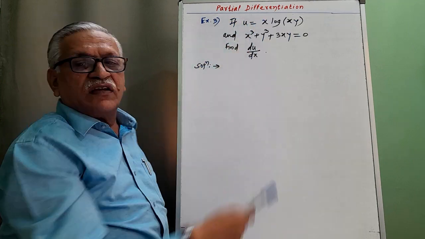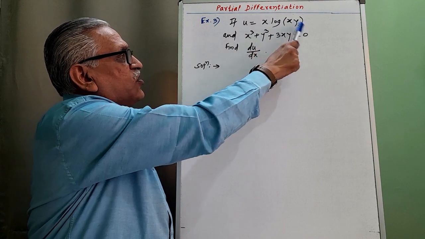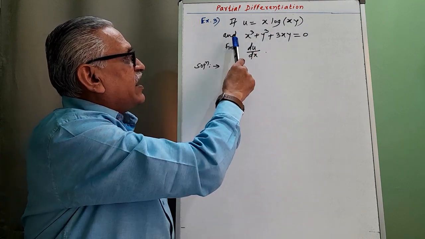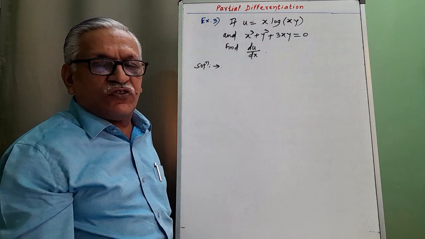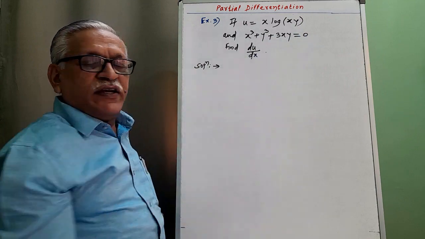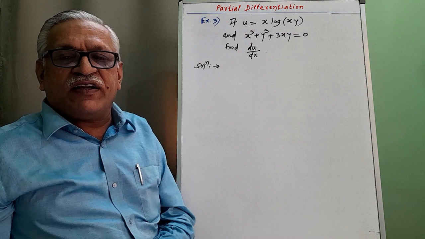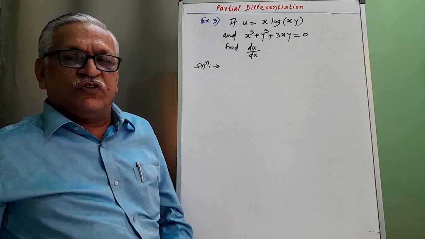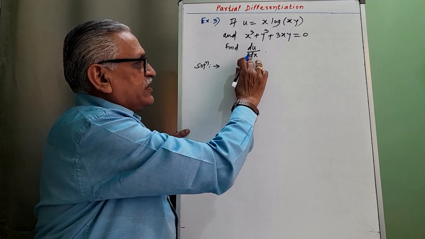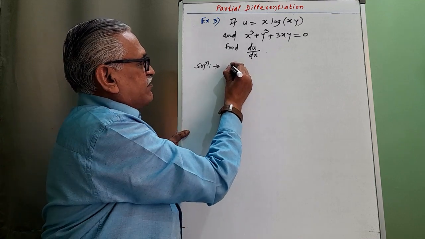Third example: if u is equal to x into log of xy and another relation x cube plus y cube plus 3xy equal to 0, then find du by dx. Here du by dx is an ordinary derivative, meaning it is the total differentiation of u with respect to x, and to determine this we draw a tree diagram.